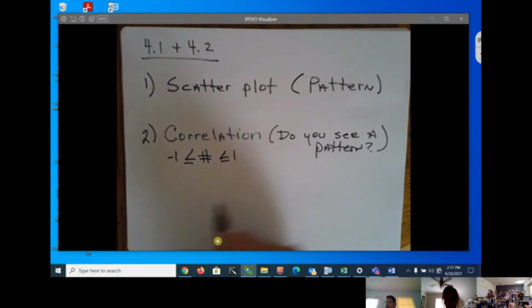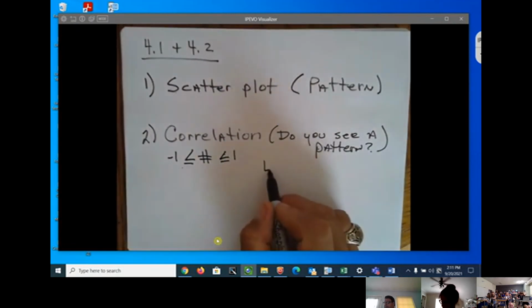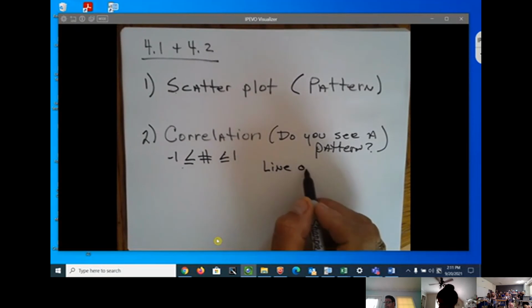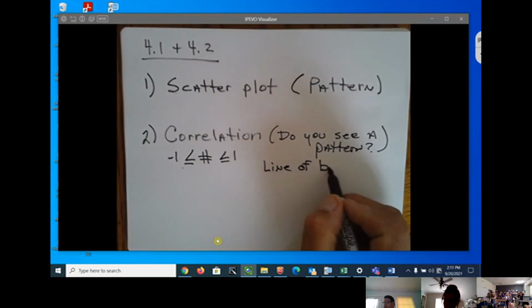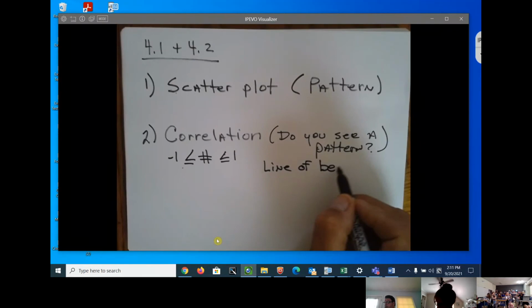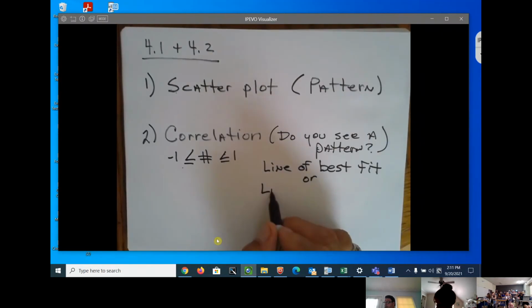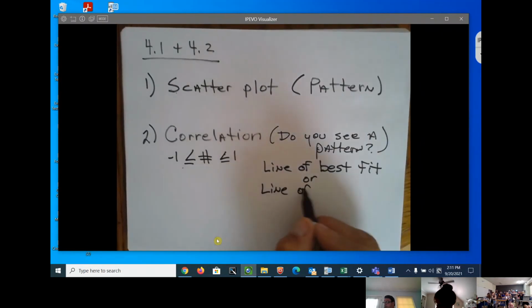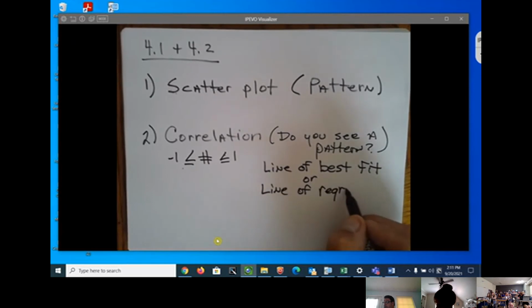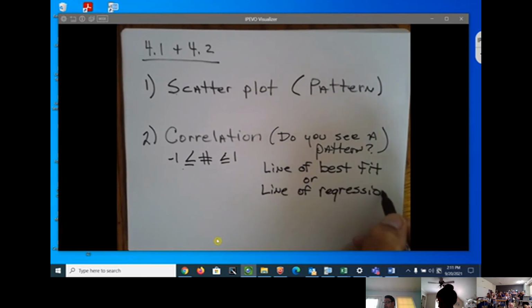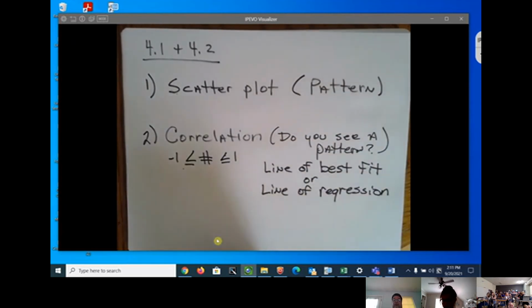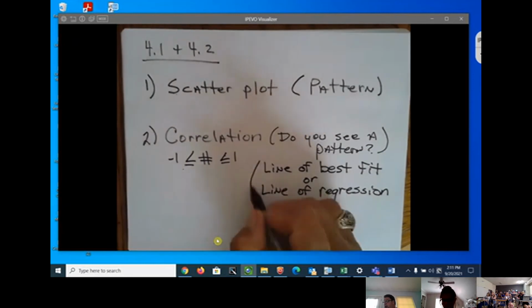Usually you can see this with the line of best fit, or what some people call the line of regression. I will be showing you how to do this with the Excel spreadsheet or your calculator.